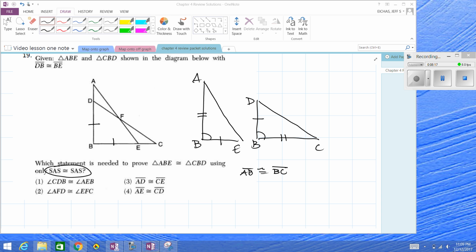All right, so this one's silly because we don't need another pair of angles. So is that. AB, great. That's not even a choice. You've got to be kidding me. Let's see. What did I mess up here? AB is congruent to BC.